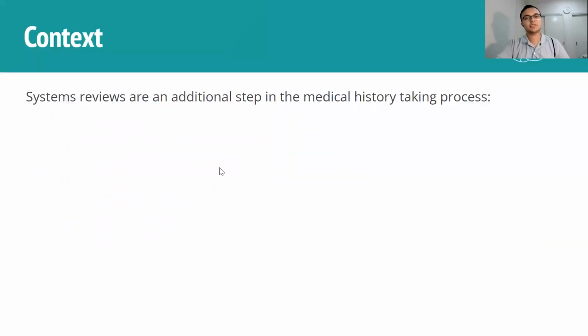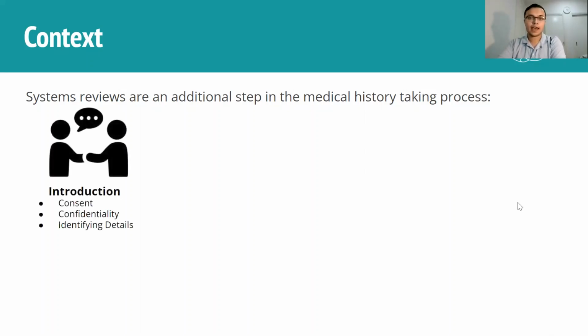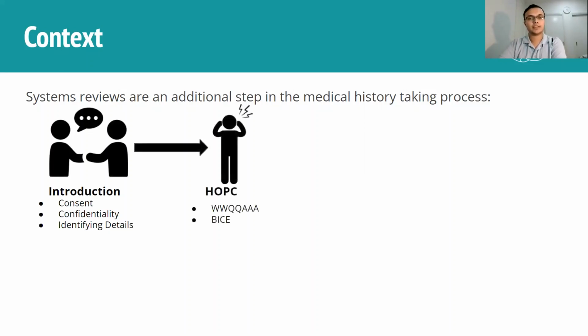So what are systems reviews? If you remember from last year, we would have covered this in quite a lot of detail, but it's essentially another step in your history taking process. Your first step being hand hygiene, followed by introduction. And then once you've done the introduction is characterizing the presenting complaint. So figuring out WWQQ, so where, when, quantity, quality, aggravating, alleviating factors and associated symptoms, and then also asking about beliefs, impact, concerns, your whole bias for the patient.